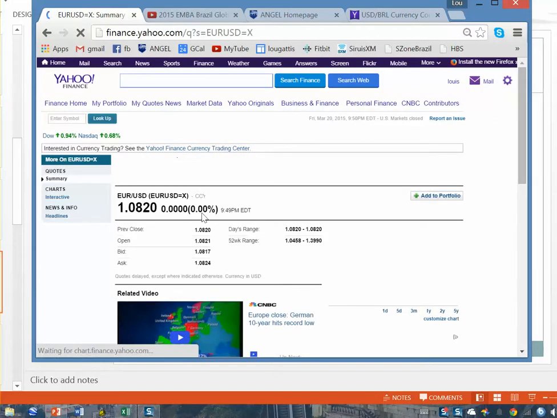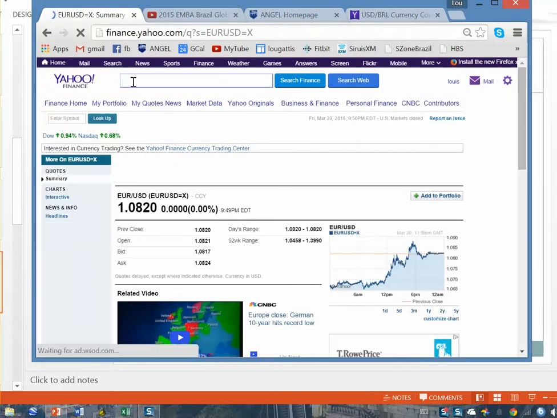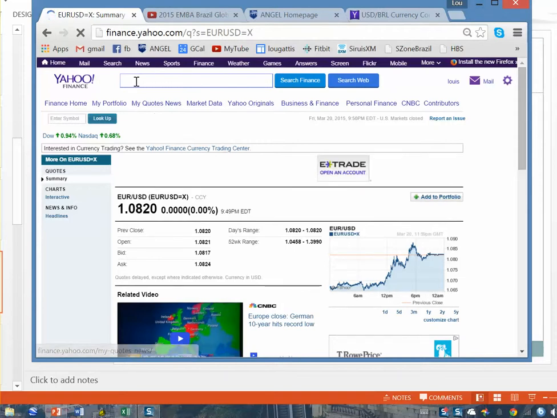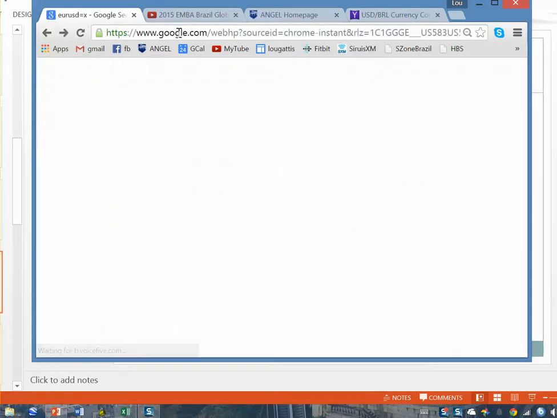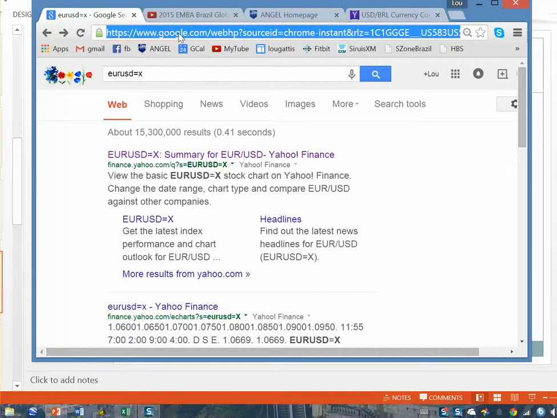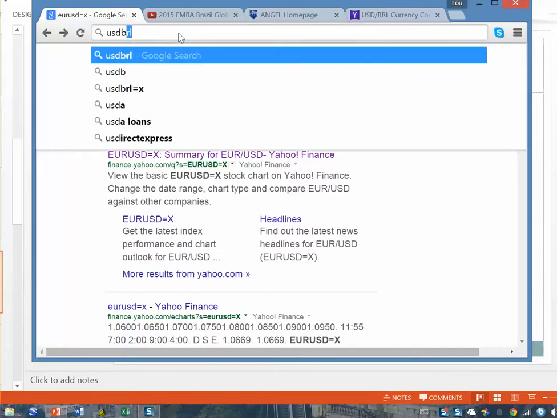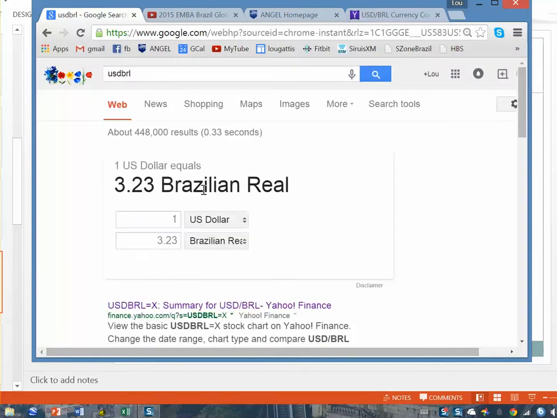In this case, the dollar price of the euro is trading for 1.08. If I'm looking for the price of the Brazilian real, I can just do a search for USD BRL, Brazilian real, and you can see right there is 3.23 real per dollar.